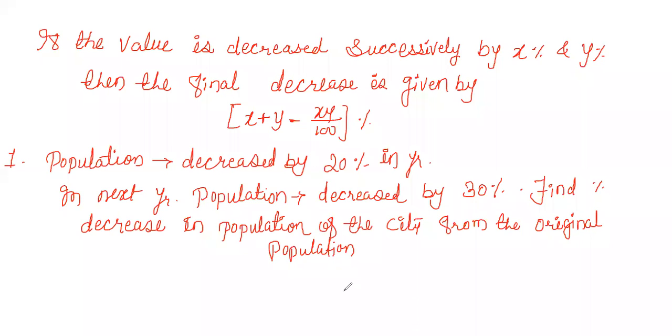So let us see. Population is decreased by 20% in one year. Again in the next year it is decreased by 30%, and we have to find out the percentage decrease in population of the city from the original population. So total आपल्याला इथे काढायचे, कॅल्क्युलेट करायचे. So पहिल्यांदा X आहे, then Y, then we have to calculate by using this formula the percentage decrease of population.